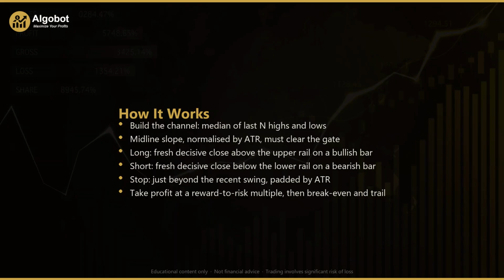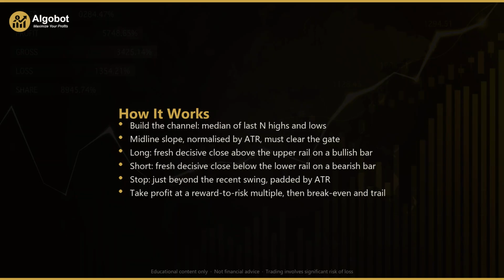To measure trend, the strategy compares the midline now against the midline a set number of bars ago and divides that change by the average true range. This gives an ATR-normalised slope, so the trend gate behaves consistently whether the market is quiet or volatile. If that slope is at or above the minimum gate, the channel is rising and only long trades are considered. If it's at or below the negative gate, the channel is falling and only short trades are considered.